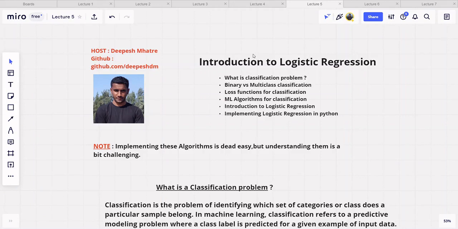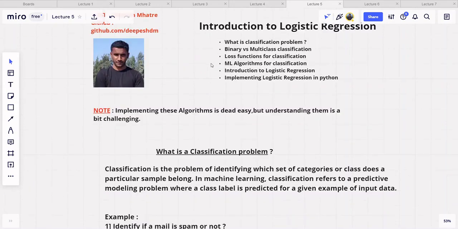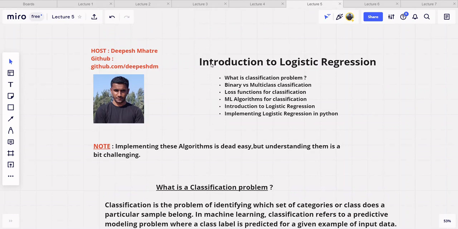Okay, just a quick note before we begin: implementing these algorithms is very easy, but understanding them is a bit challenging. I try to repeat this as many times as possible in the videos, because it is very important that as a beginner you don't waste your time implementing or understanding the algorithm from scratch. Just try to get a high level overview of how the algorithm works and how it tries to solve the problem. Okay, so let's get started.